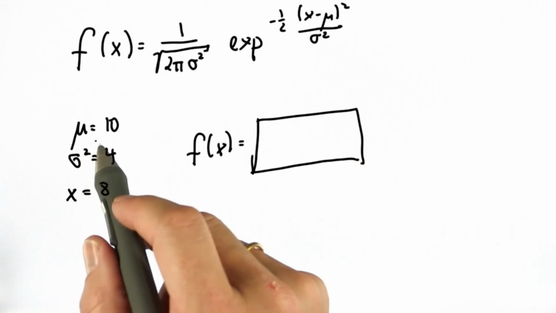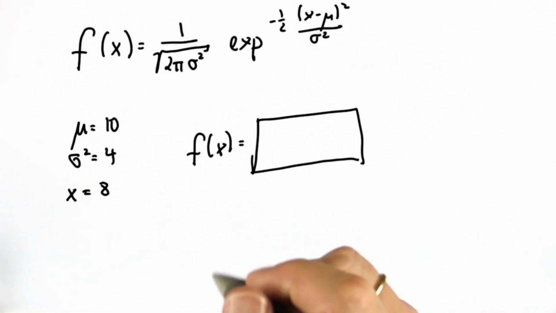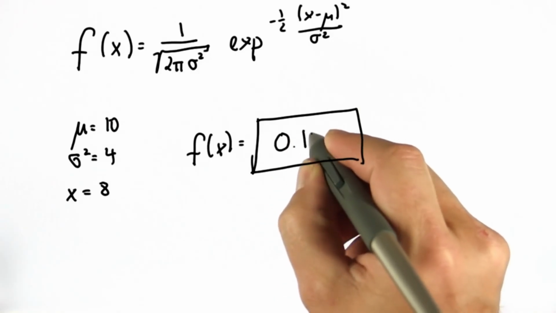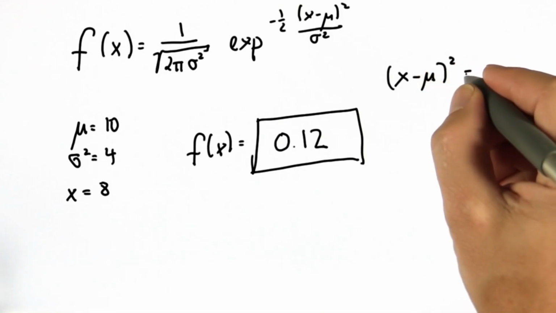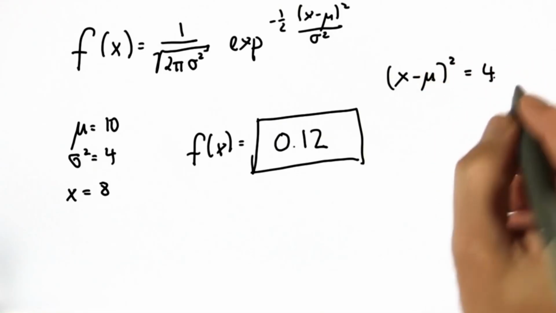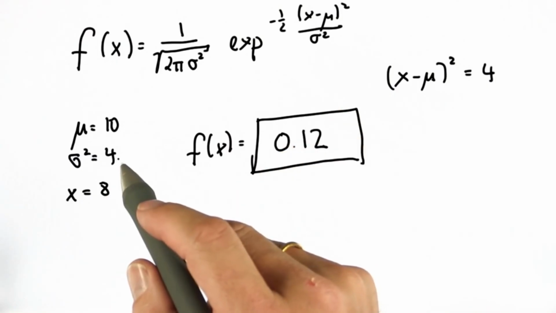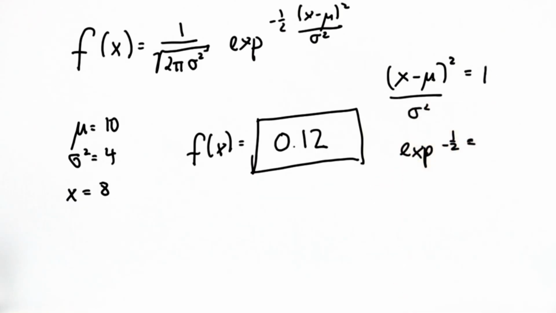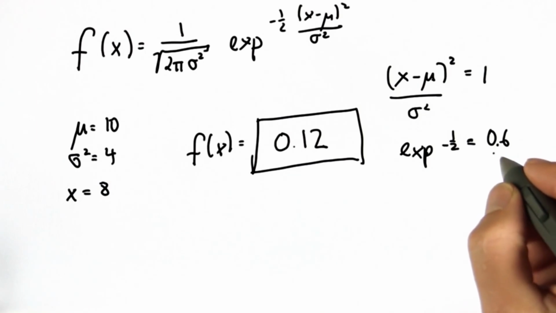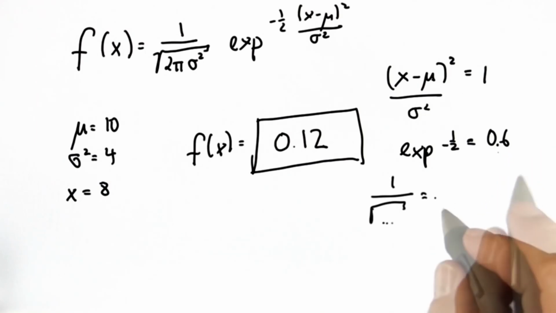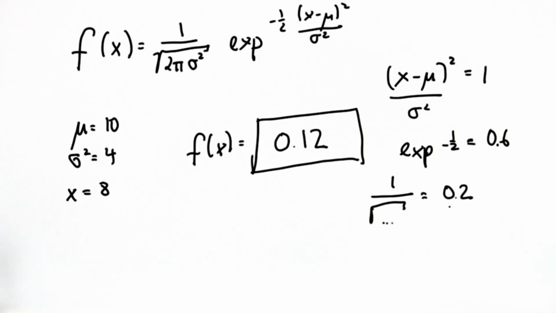For the following values: mu equals 10, sigma square equals 4, x equals 8, the approximate answer is 0.12. X minus mu squared is 10 minus 8 squared, which is 4, divided by 4 equals 1. So the expression in the exponential is minus a half, which is about 0.6. And this factor over here is approximately 0.2, which gives us as a product 0.12.